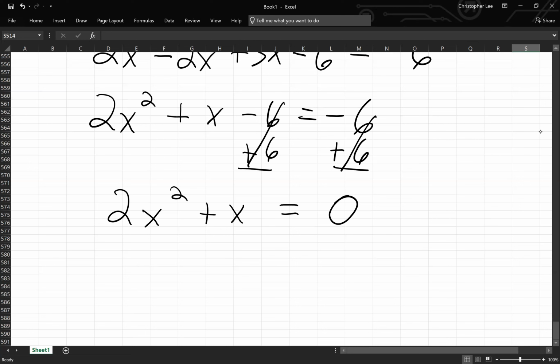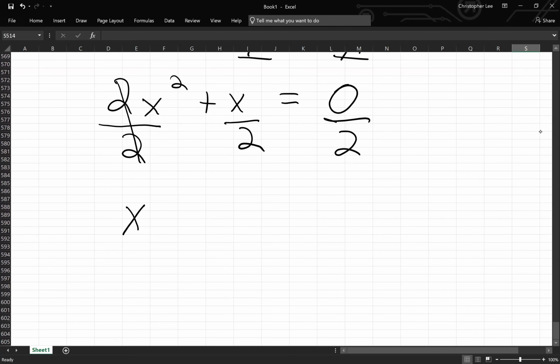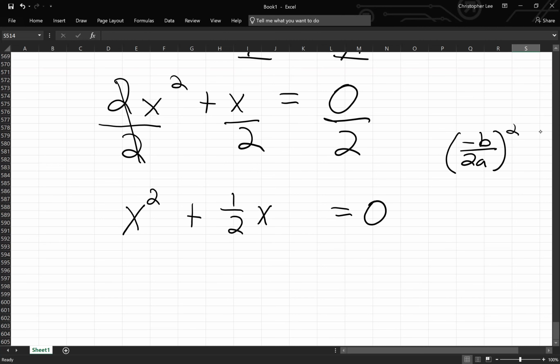All right, so we're going to divide everything by 2, right? Everybody gets divided by 2. So now I have what? X squared plus 1/2 x is equal to 0. What's that formula? Very good. So we have negative b over 2a squared.